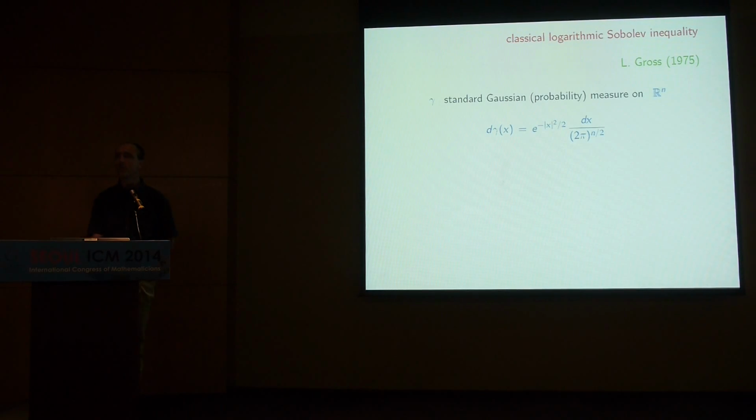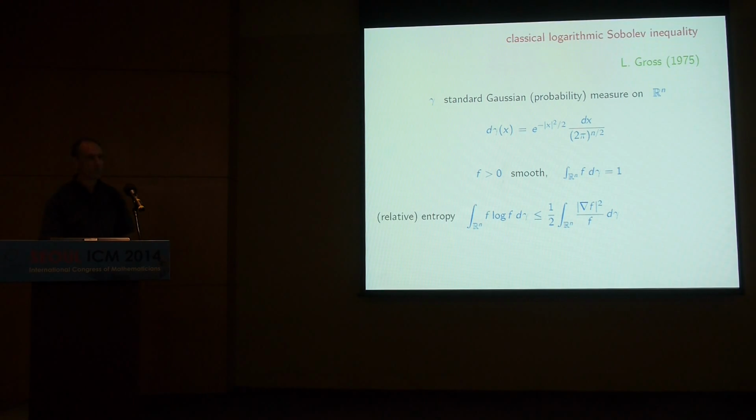for the standard Gaussian probability measure gamma on R^n, for any smooth probability density f with respect to the Gaussian measure, the integral of f log f, that is the so-called entropy or relative entropy of the density f with respect to gamma, is bounded from above by 1/2 of the integral of the Euclidean length squared, |grad f|^2, divided by f, d gamma, that is the Fisher information.